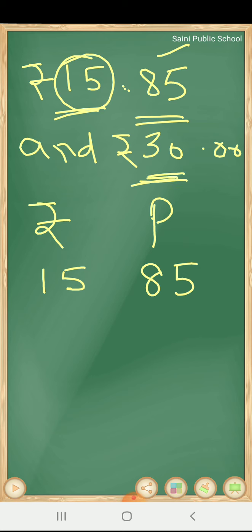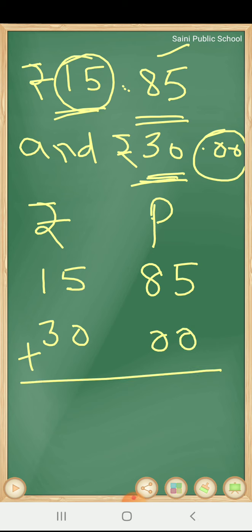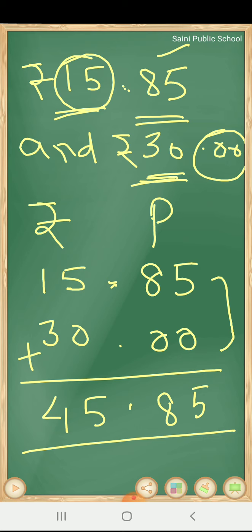In the same way write the other number. In this number you can see there is a number on the left of the decimal, which means 30 rupees, but in paise there is 0, which means 0 paise. So I will write two zeros here. Now put a plus sign here and put the decimals. Now start doing addition from the right side. 5 plus 0, 5. Now 8 plus 0, 8, and here the point. Now 5 plus 0, 5, and 3 plus 1, 4. So our answer is 45 rupees 85 paise.